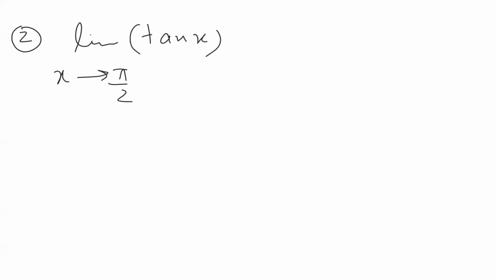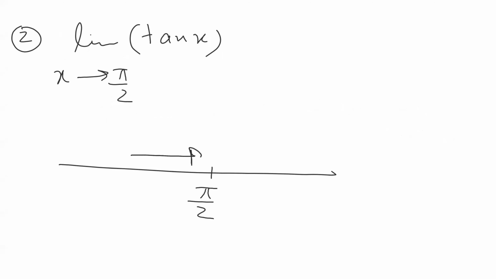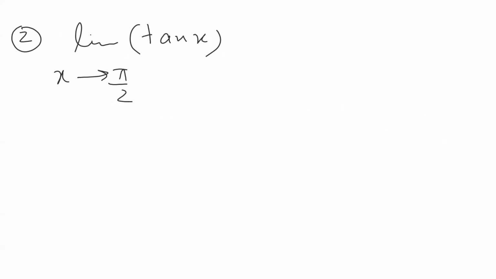So we are starting with the second problem now. It's given that limit x approaching pi by 2 tan x. So we need to prove that this limit is not existing. Okay. Now see, x is pi by 2. Okay. So on a number line, if this is pi by 2, x can approach pi by 2 from the left hand side or the right hand side. Okay. So we'll go ahead with LHL RHL method.